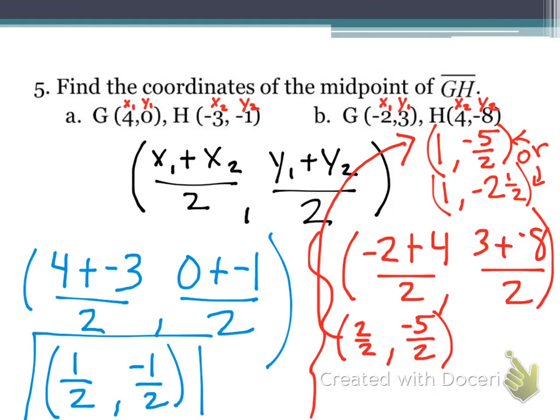I typically leave them improper fractions. It just saves a step of simplifying. However, the calculator would make it -2 and 1/2. So if you are a calculator person, you can go ahead and simplify it that way. What are your questions on what we talked about today?